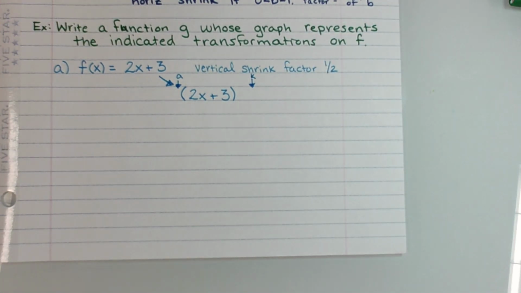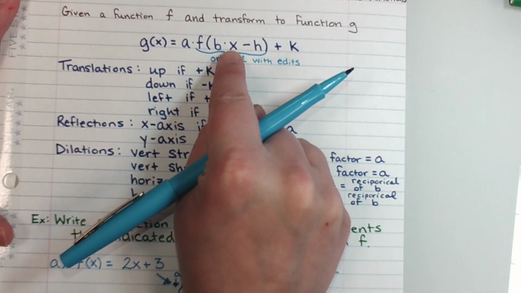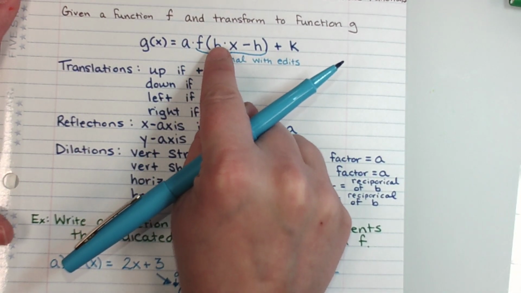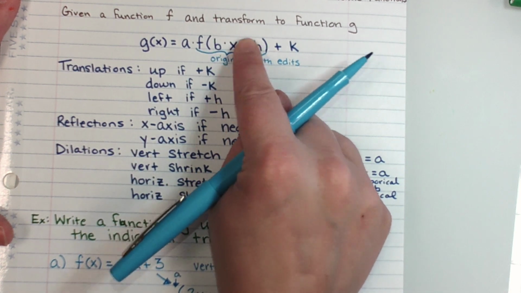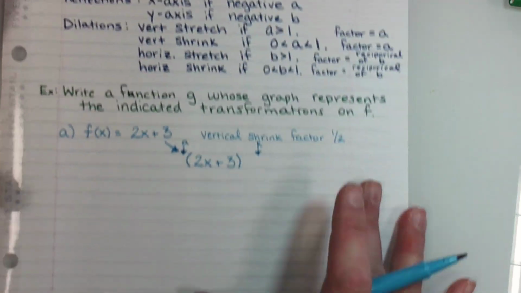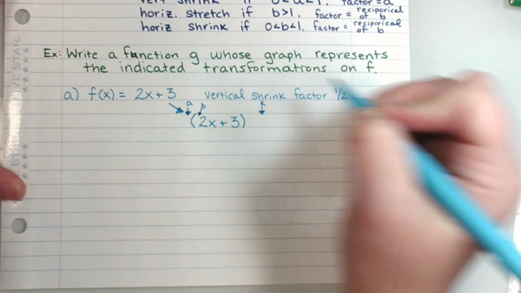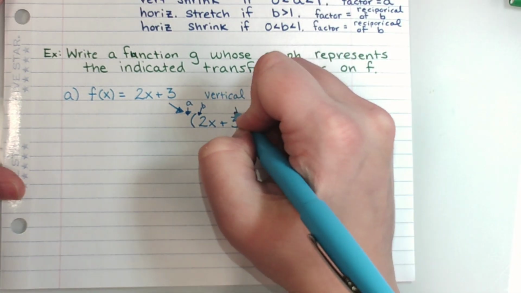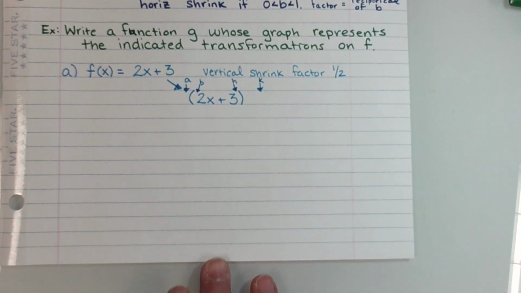Now I need to deal with where b and h would go. Now b and h are inside of that function. B goes directly in front of x, and h gets added inside the parentheses after the function. So a b would have to go right here, and an h goes at the end of the parentheses. Now again, you don't have to write that out, but it kind of gives you an idea of where things can go.